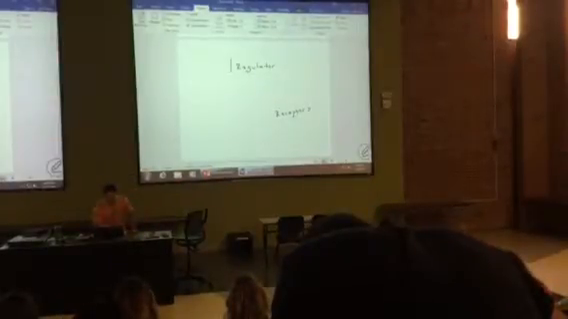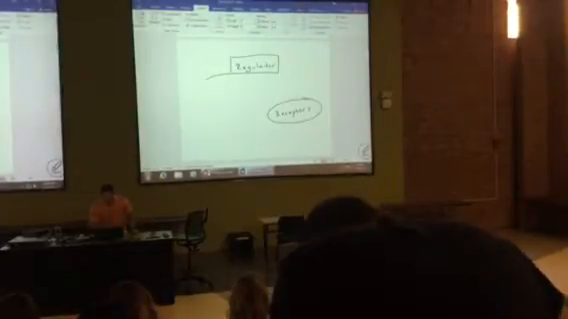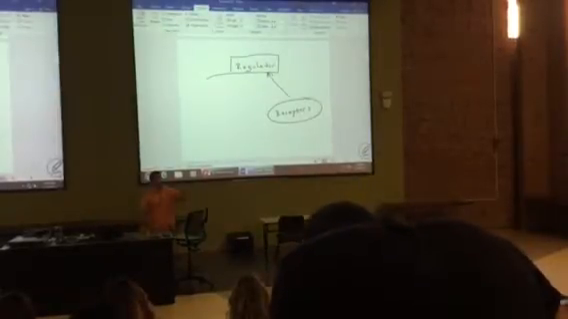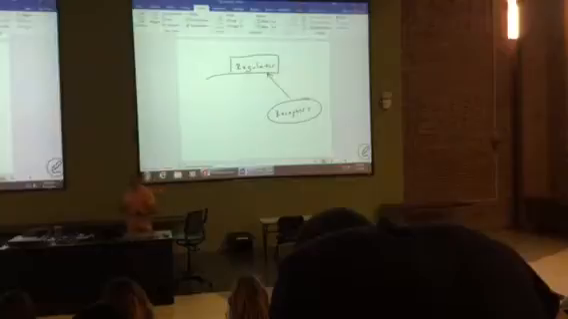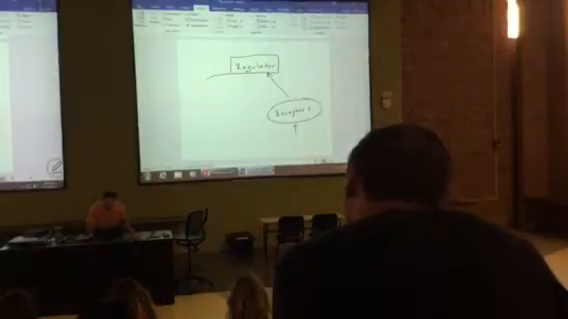So let's give the regulator a shape. I don't know, let's go rectangle. Receptors, I don't know, oval. The receptors, we're going to take the arrow and we're going to move it toward the regulator because that's how the communication goes. Receptors communicate with the regulator. The regulator has to know what's going on in the body. So the receptors are gathering stimuli.